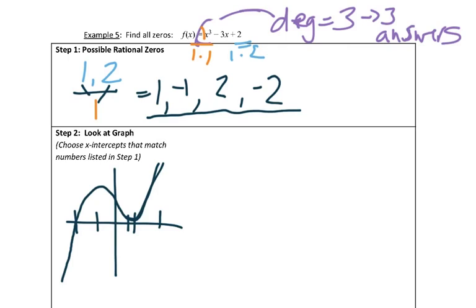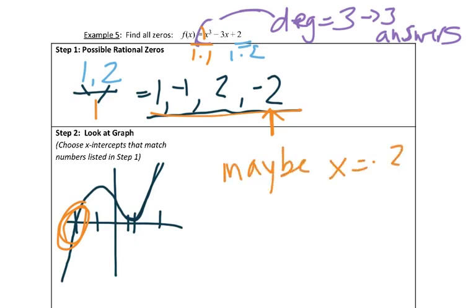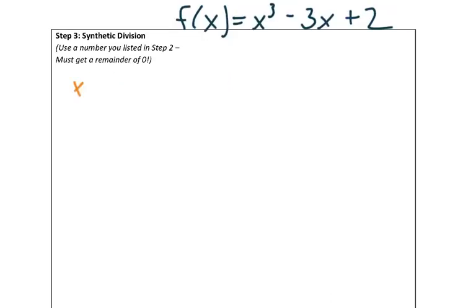Okay, and to me it looks like it's crossing at this -2 spot. That's one of my numbers up here. Remember, I'm always looking for one of my numbers up here on my x-axis. So I think, well, maybe one answer is -2. So that's what I'm going to try next. If I think it might be -2, I'm going to put that out here, and I'm going to draw my division box.